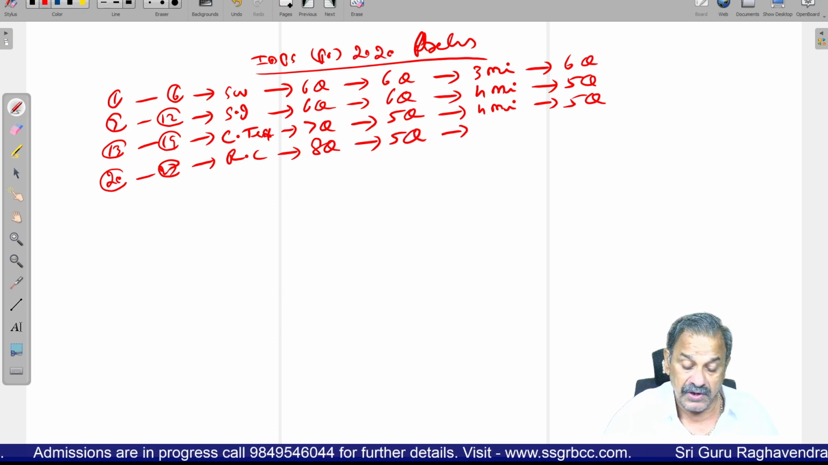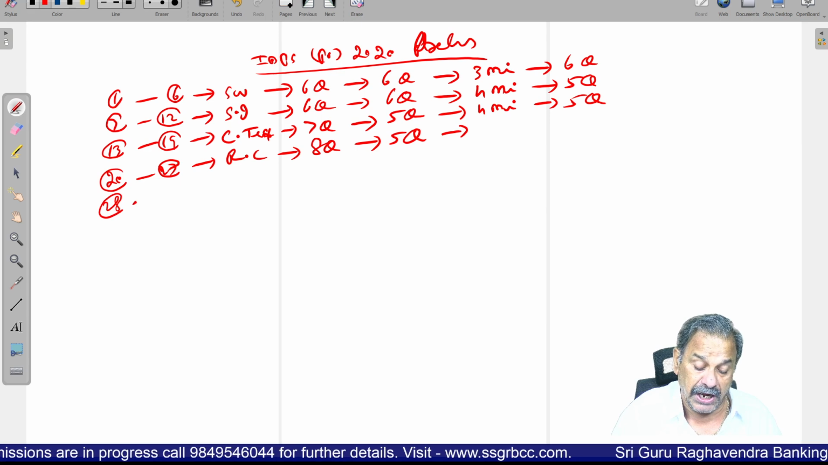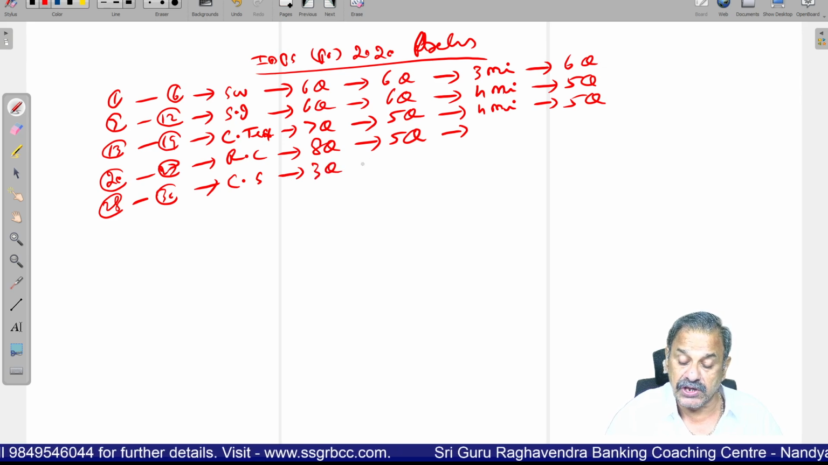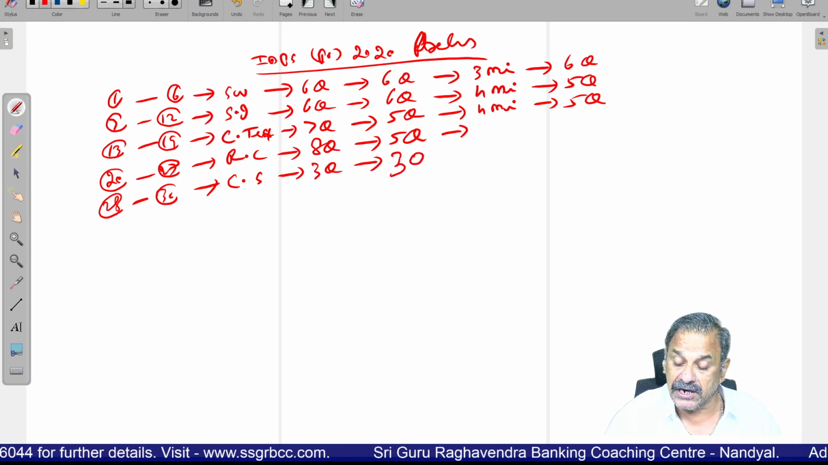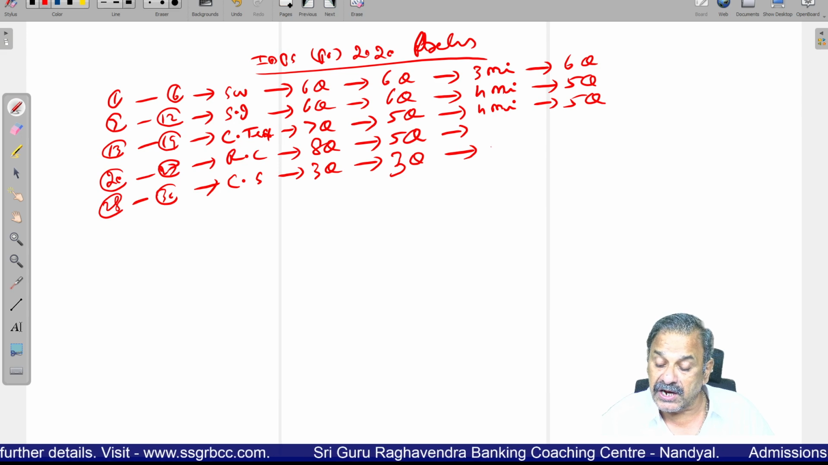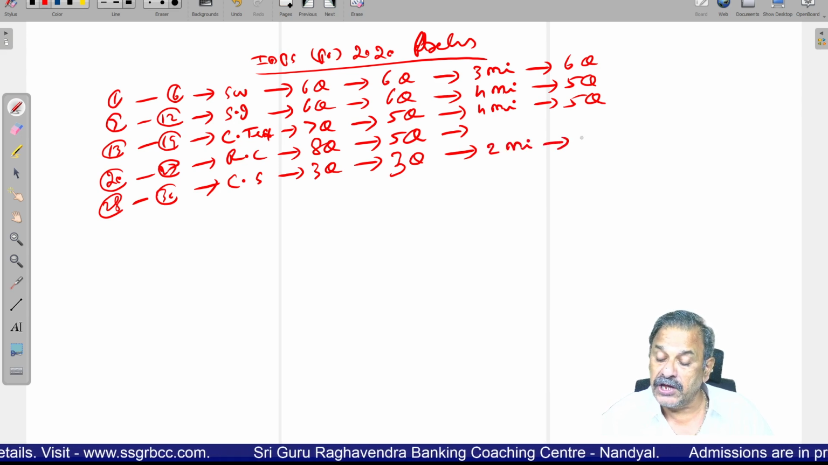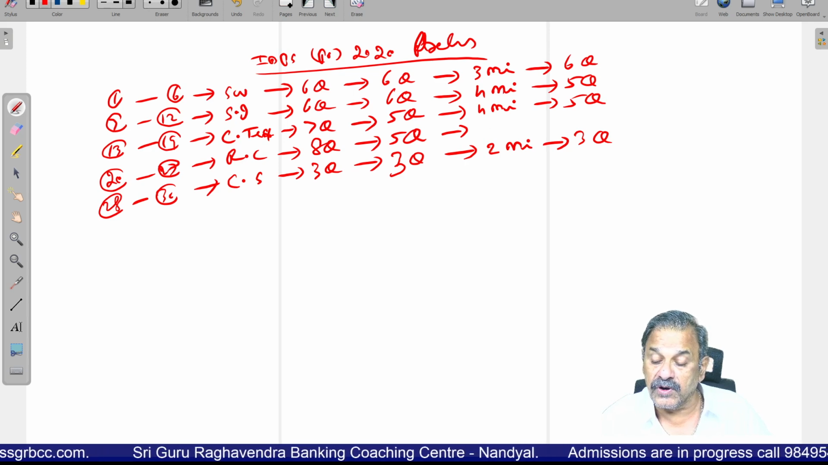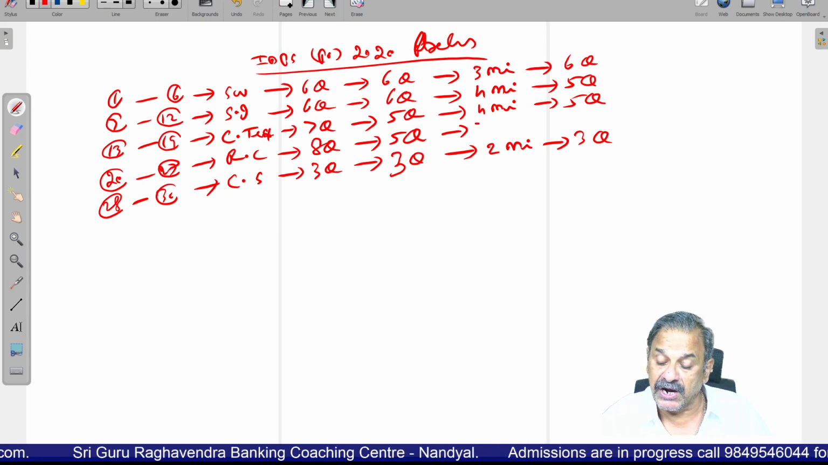Then the last item is 28 to 30. This is correction of sentences, 3 questions. These are very easy. You may make an attempt of 3 questions, at least 2 minutes. Then you may get 3 marks. Then 4 plus 4, 8, 10, 13. You are left with 7 minutes.